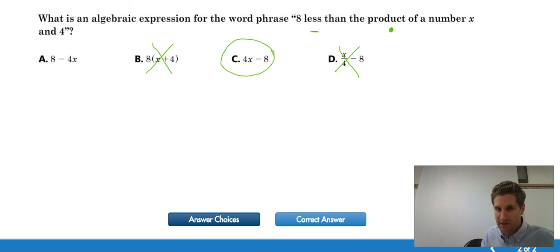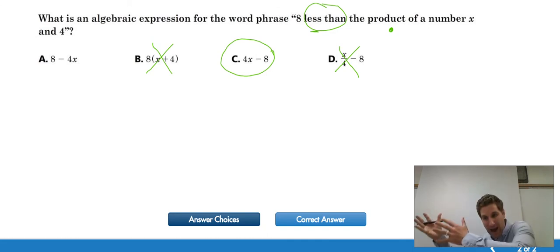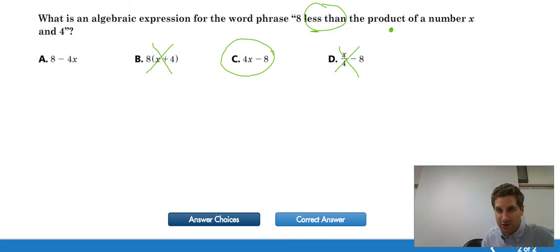So I took the product, and I want 8 less than it. So I'm always tagging on. When you see less than or more than, you're tagging it on to the back part. Okay? So there's our answer.